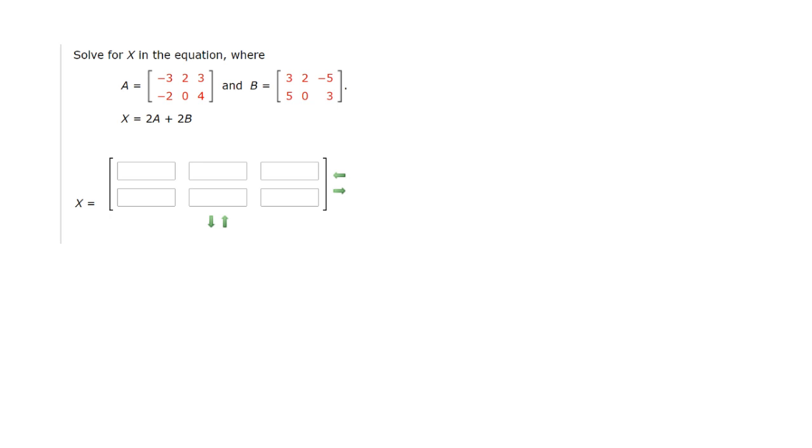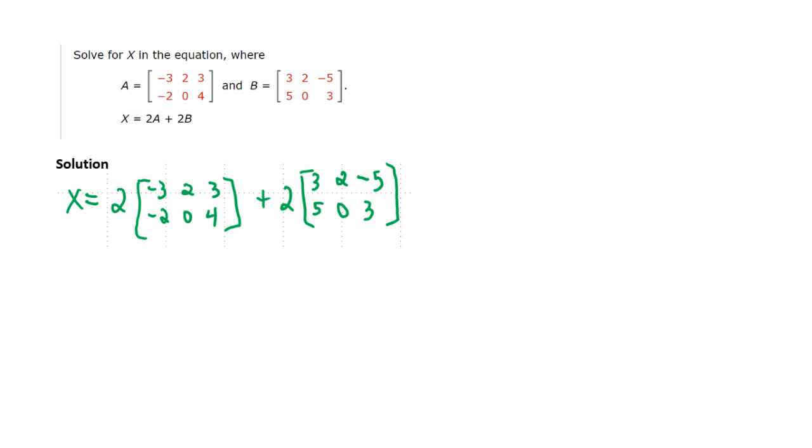Solve for X in the equation. So we're trying to solve for X. In this case, I already solved for x, so we can just substitute our matrices. So here's my x is equal to 2A plus B. A is this right here, and then B is this matrix.